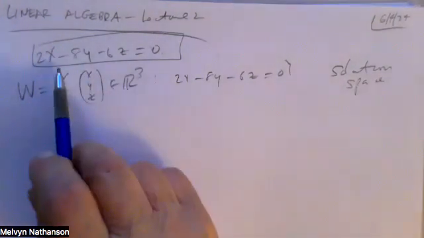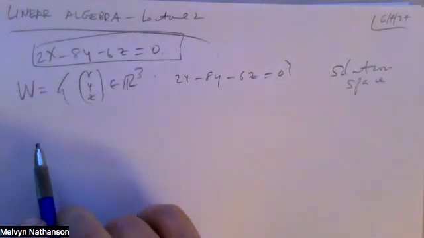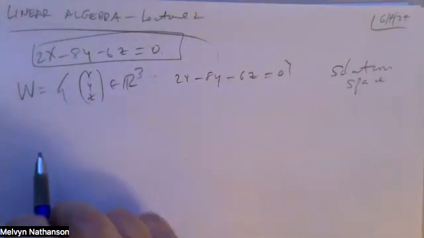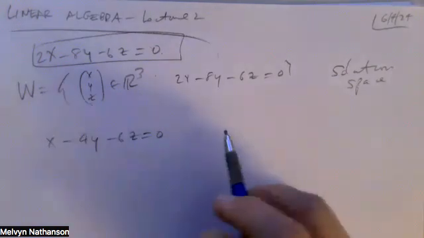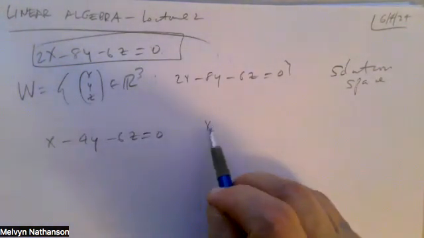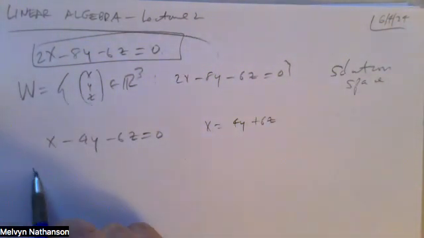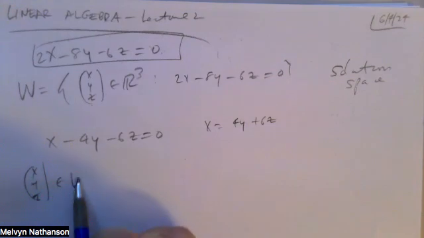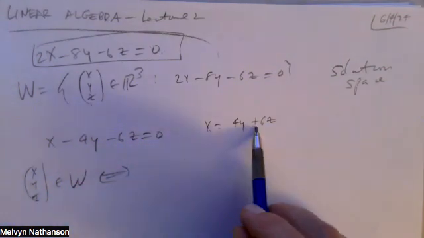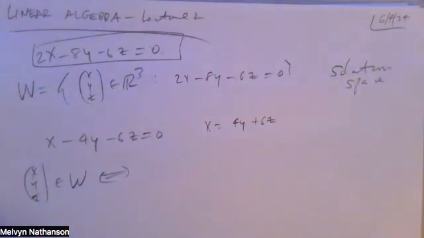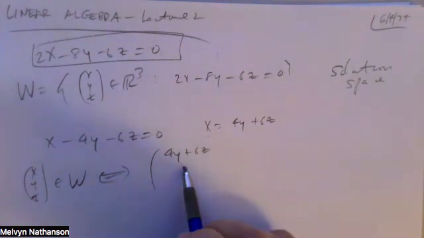So if we have the equation 2x minus 8y minus 6z equals 0, let's say we want to solve for x, we can simplify a little bit by dividing by 2. So we have x minus 4y minus 6z equals 0. Or for any y and z, x has to be 4y plus 6z. So we have x, y, z is in the solution space W, if and only if x is 4y plus 6z for any y and z. So this is 4y plus 6z, y, z.